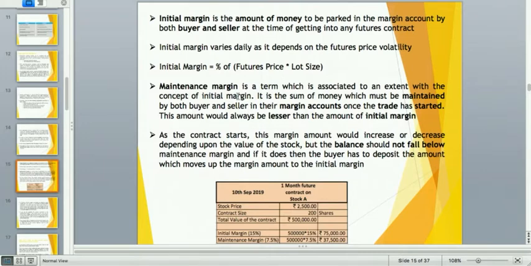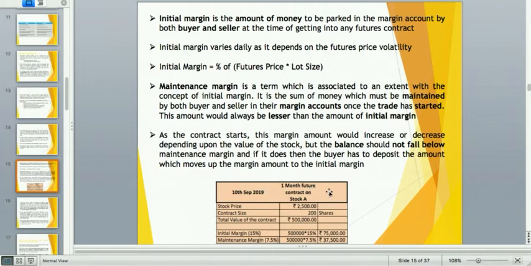And as the contract starts, the margin amount would increase or decrease depending upon value of stock, but balance should not fall below maintenance margin. Okay. Now here, whenever the balance in the account falls below the maintenance margin, you get a margin call. And when you get a margin call, at that time you have to deposit the amount which brings the margin amount up to the initial margin. Now at this point you could say that we were falling below maintenance margin, then how come you're saying that we have to bring back the balance amount to the initial margin? That is the rule. If you get a margin call, meaning your balance is falling short on the maintenance margin, you will have to bring it up to the level of initial margin.